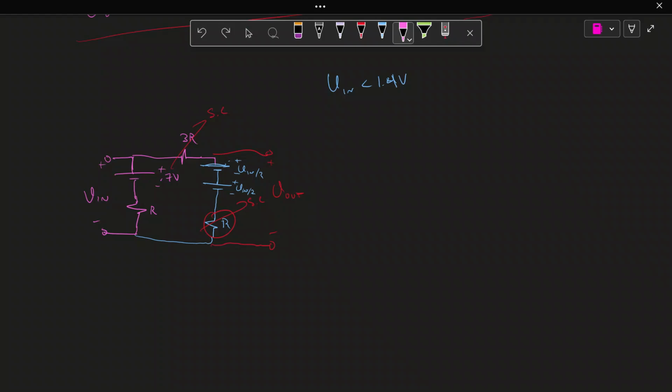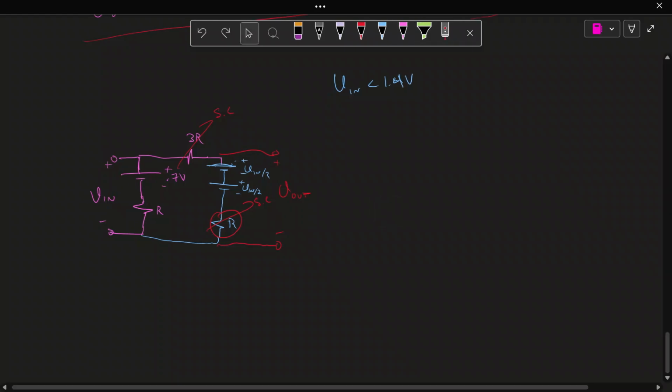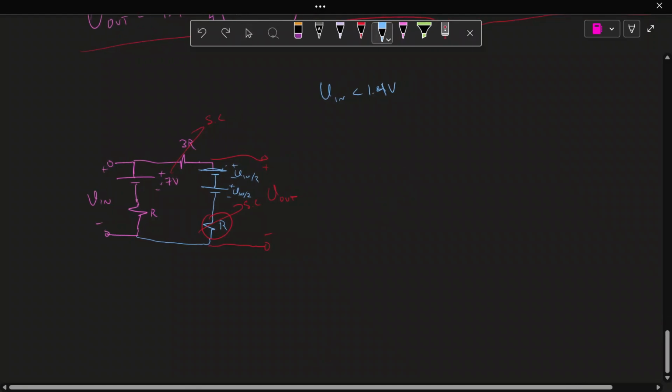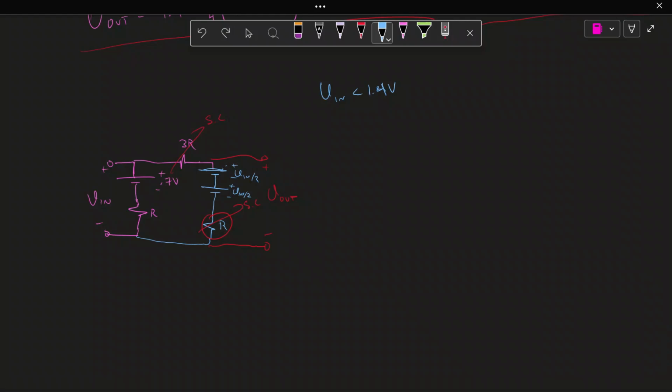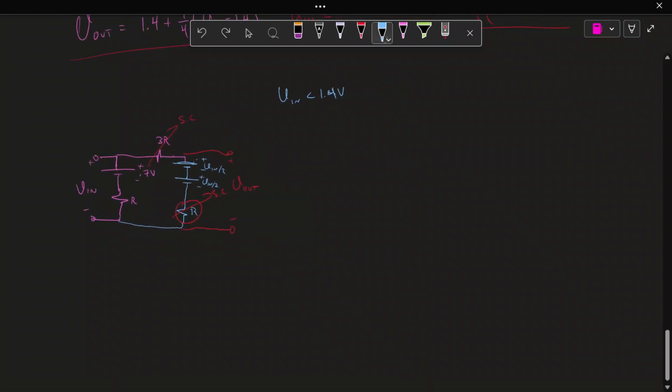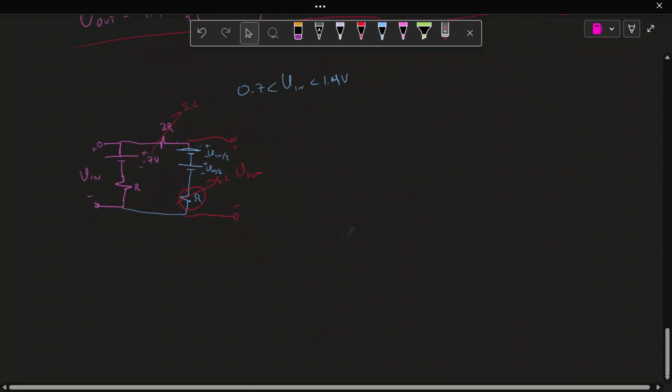Those diodes must add up to be V in because they're in parallel with V out. So anyways, this would be the equation for V in less than 1.4. But what about less than 0.7? That means this diode 1 won't be conducting at all. So this was 0.7 less than V in, or less than V in, less than 1.4.